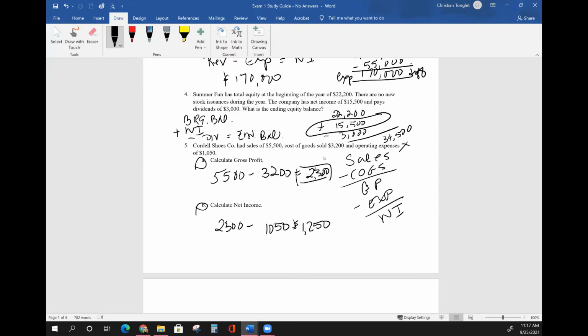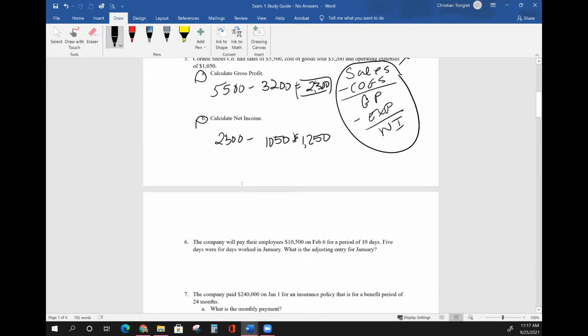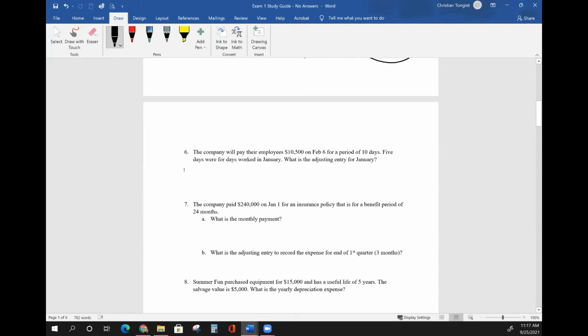Okay, so I might ask both just like this, or I may only ask for the net income, or I might only ask for gross profit. So just keep in mind this formula here so you know how to calculate it and what numbers you need. Sometimes you have more numbers than you need that's in the problem. Don't try to use them all.